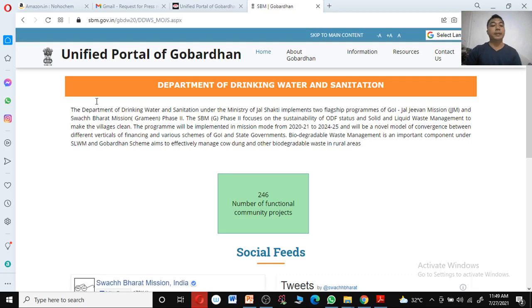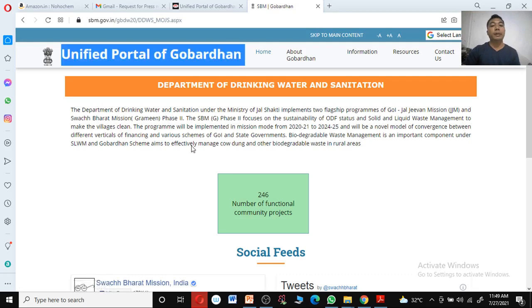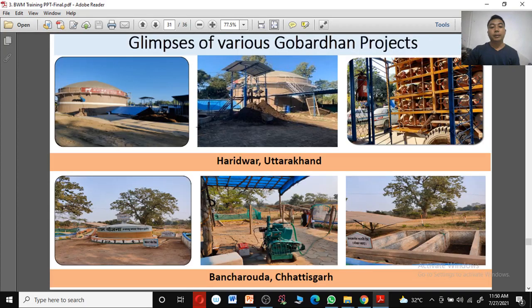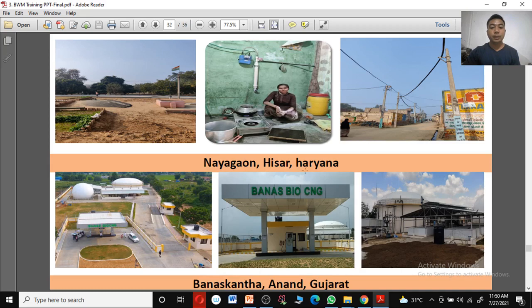So you can check the Unified Portal of Gobardhan. This is how you can check. This is the portal that I have just shown. Here is a glimpse of various Gobardhan projects in Uttarakhand. These are some of the schemes that the Gobardhan project has been implementing in Chhattisgarh. Let's hope the rest of the states can also implement this kind of project. Haryana is also implementing, and Gujarat.